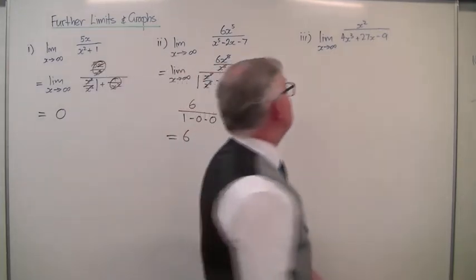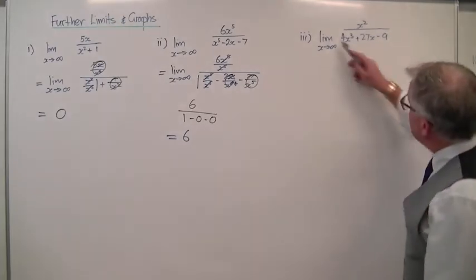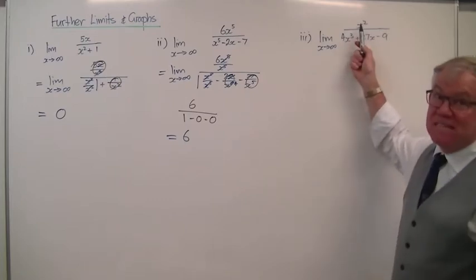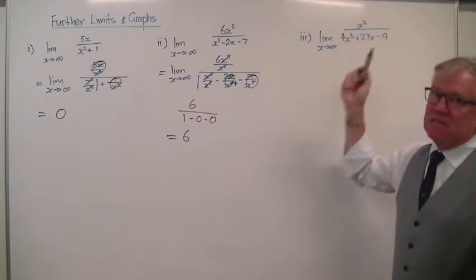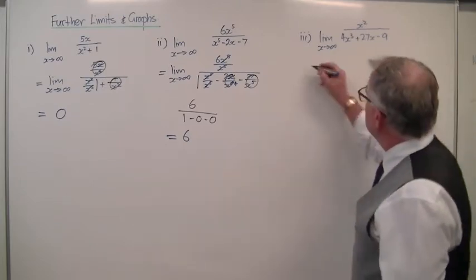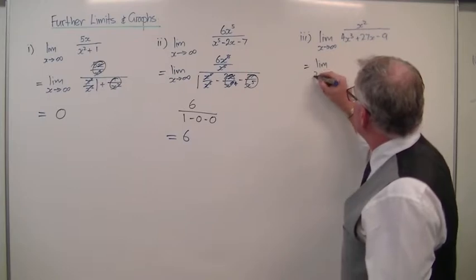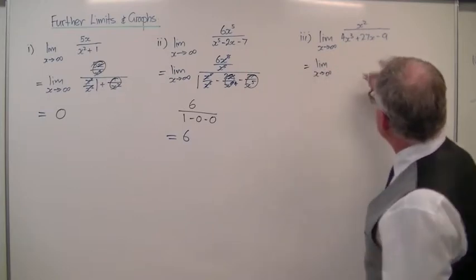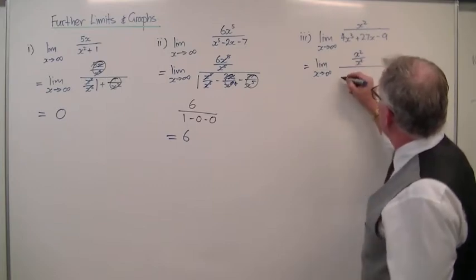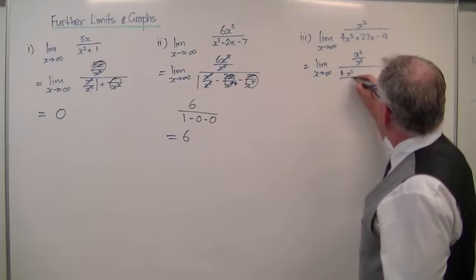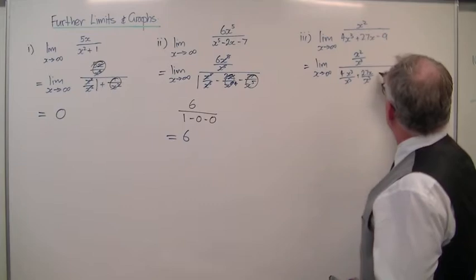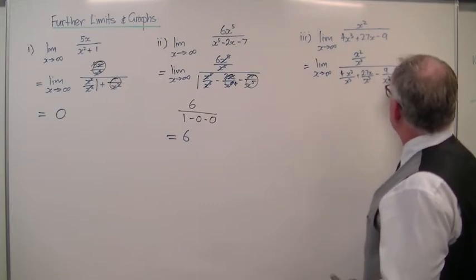Let's move on to the last example. Again, here we've got an expression, and infinity squared, infinity cubed, what does it ultimately become? Let's go through the process. Divide by the highest power of x. So we'll have x squared over x cubed, all over 4x cubed over x cubed plus 27x over x cubed minus 9 over x cubed.